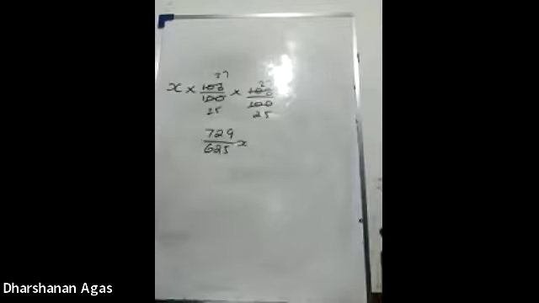Now, did you write this? The total amount you have to pay at the end of the second year is this much: 729 over 625 X. That means 729X over 625 you can also write. Did you write it?